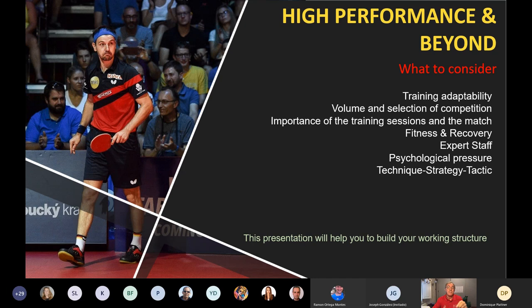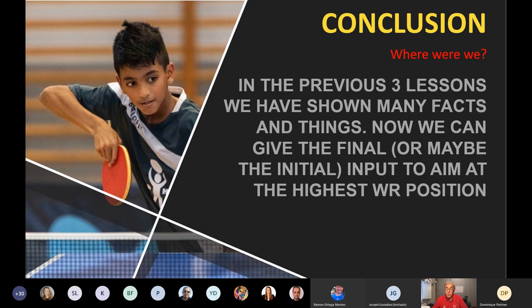And at the very end, we have a compacted chapter of technique, strategy, and tactics. Because at that level, we will explain later on, but let me tell you now, it's all together. We cannot separate technique from tactics and strategy. It comes as a whole, as a sort of performing. It all depends on the other. So this is very important to consider the player in this way. So we have the conclusion, and where were we? Of course, as I said before, in the previous three lessons we have explained so many things, and now we are in the final stage, or maybe it can be the initial stage, to give the final input on how to go to the next level.